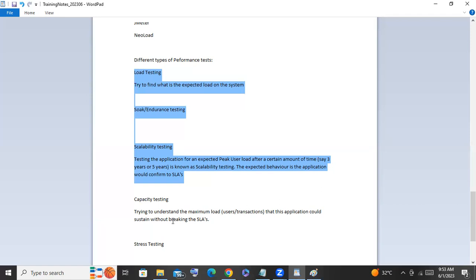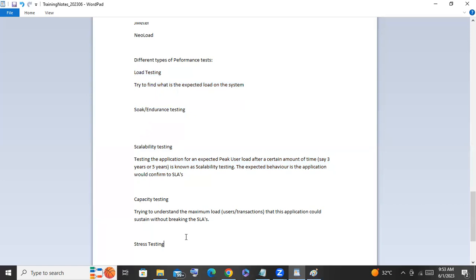Now, what is stress testing? Guys, stress testing, very frankly, does not have a very proper definition. You are basically stressing out the application. How to stress the application depends upon your requirements. Different customers would have different requirements of stressing the application.